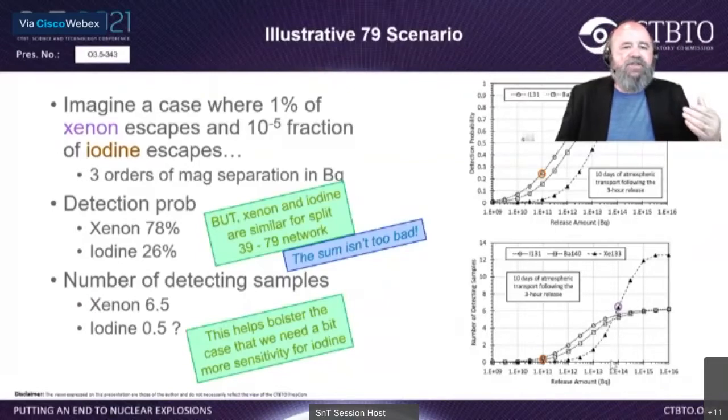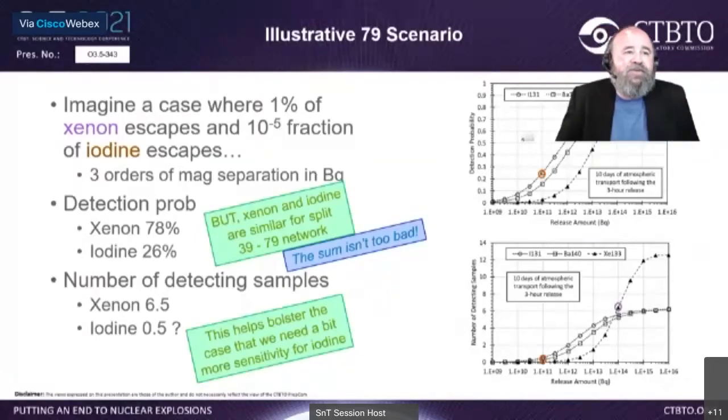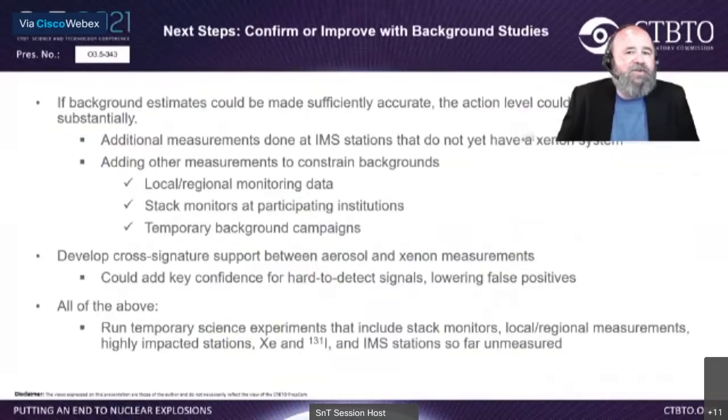So I think that actually bolsters the case that we need more sensitivity for iodine, and we actually have it if we will simply send those samples that are nearby in space and time to a laboratory, IMS laboratory for remeasurement. A low background laboratory could add a factor of 2 or 3 in sensitivity for iodine.